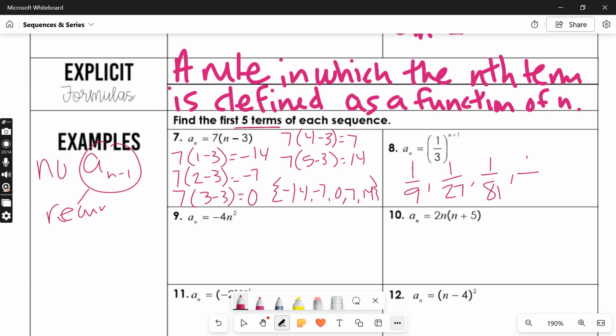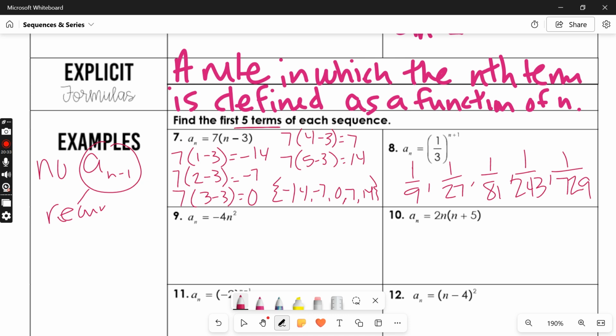So that was 1 over 9, 1 over 27, 1 over 81, 1 over 243, and then 1 over 729.